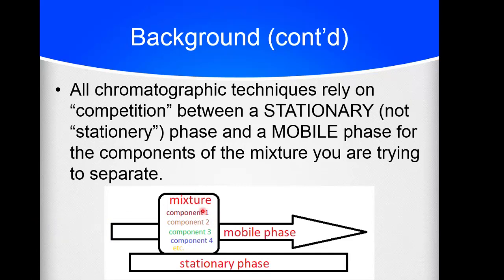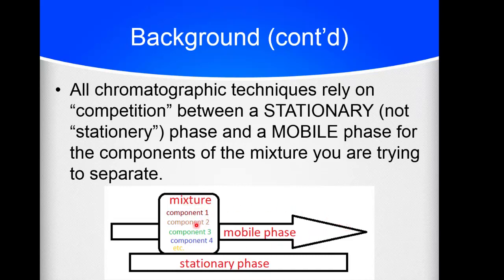Okay, you have a mixture which has a variety of components, and you put it on or in a stationary phase. Stationary with an A, not an E, meaning not moving. Stationary with an E is letter writing materials. So stationary phase is not moving, and you put your mixture onto that stationary phase, and you pass a mobile phase over or through your mixture and your stationary phase.